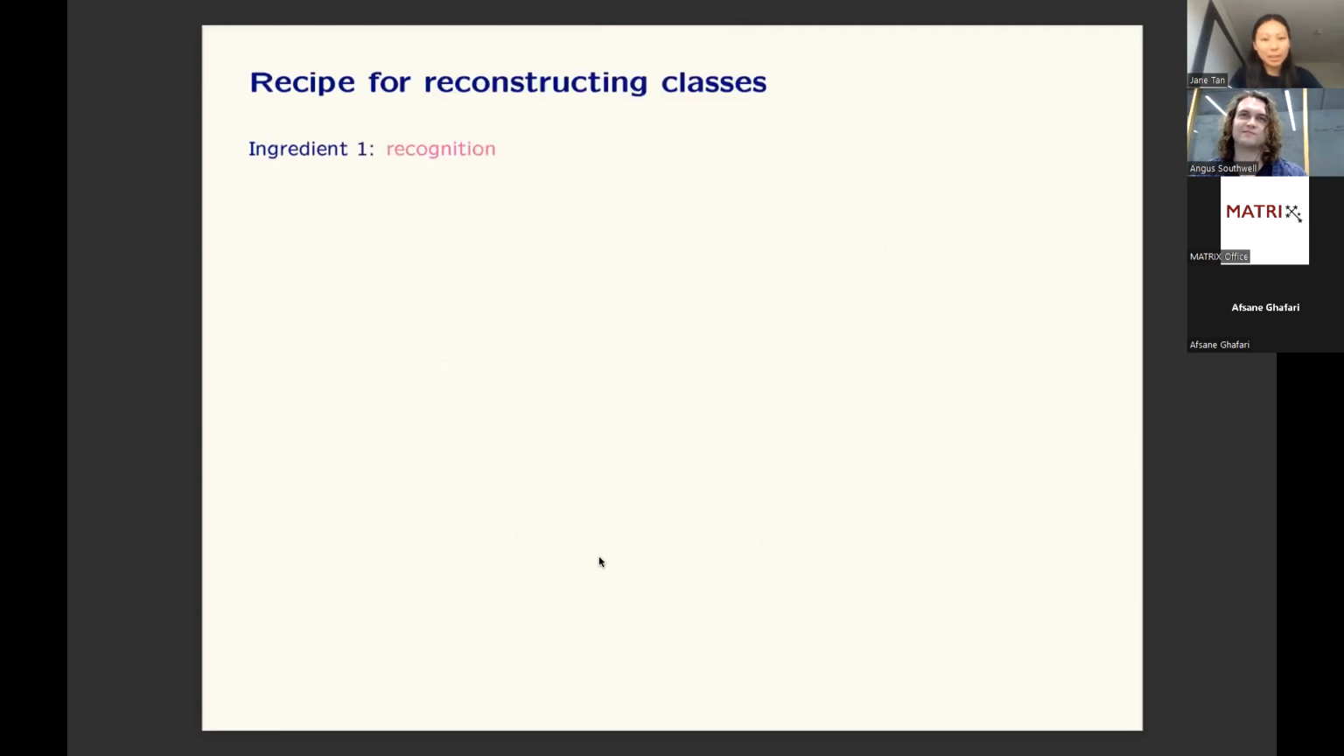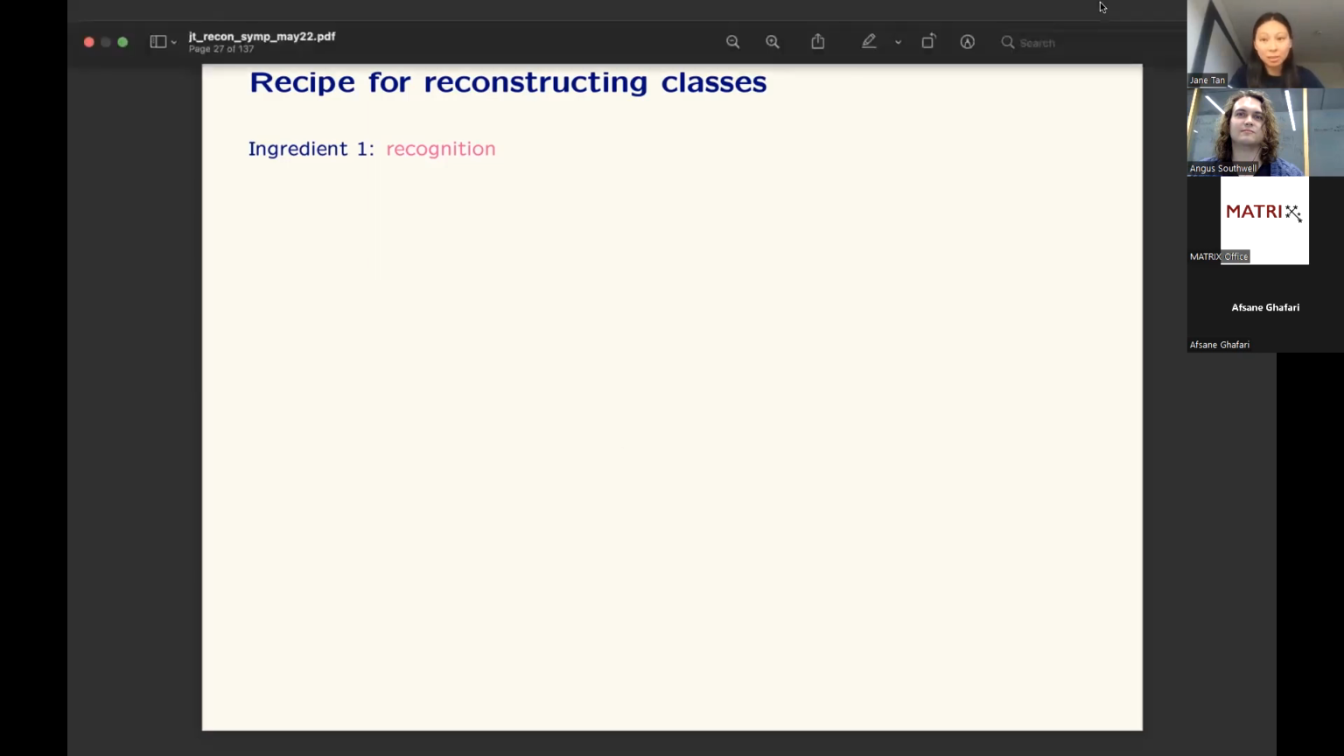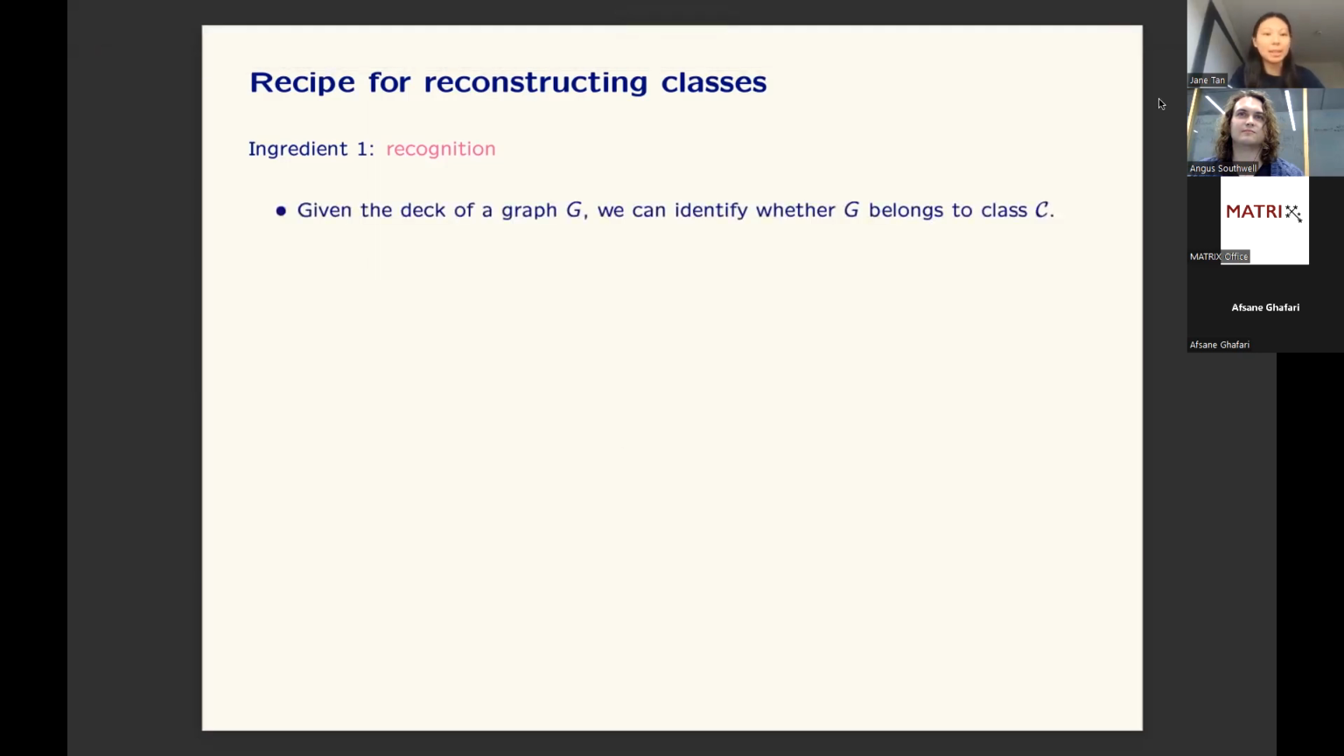I'm going to take a moment actually to do a little aside and just talk about reconstructing classes of graphs. So in that example, secretly, that's really also just the proof of reconstructing regular graphs in general. But when we're talking about classes, we want to be a bit careful because there are 2 steps involved typically. So the first ingredient that we need is a recognition result. That's something like this. So it says that given the deck of a graph G, we can identify whether G belongs to some class. So for instance, if C was regular graphs, I'd be wanting to show that just given the deck, I can see that the graph is regular.